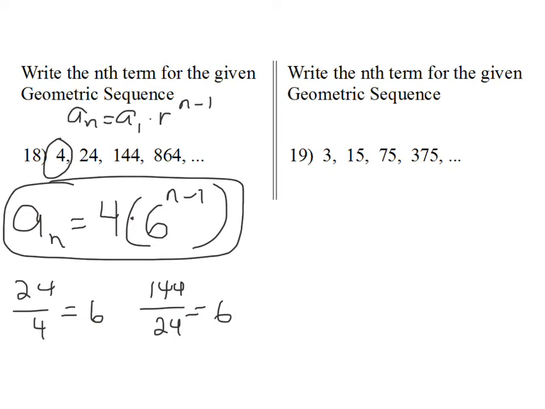So try to follow that in number 19. Again, notice the first term goes here, and then the common ratio, I take the second term divided by the first term, or the third term divided by the second term, to figure out what my common ratio is. And that's just to the n minus 1. And if I want to find the second term, I plug 2 in for n. 2 minus 1 is 1. 6 to the first is 6. 6 times 4 is 24. So it checks.